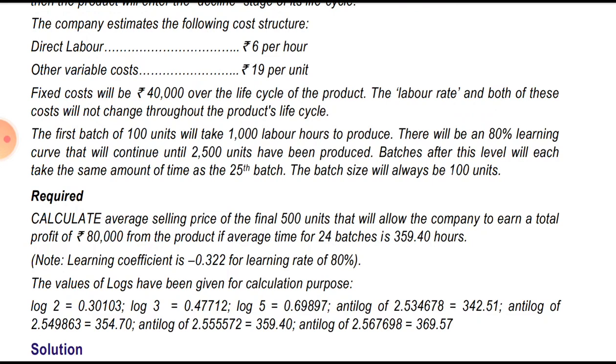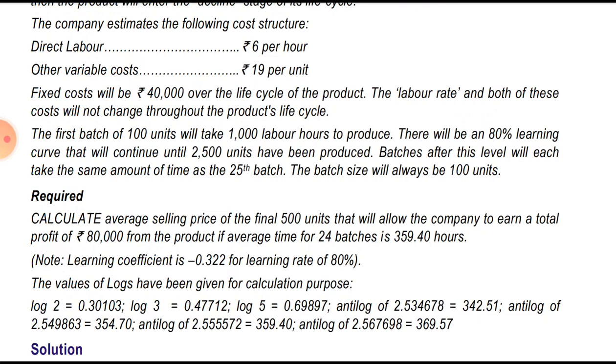So in the learning curve we had seen a formula, that is y = a x raised to b. So this a is equal to the hours that the first batch is utilizing. So in this, 1000 will be a in the learning curve formula.